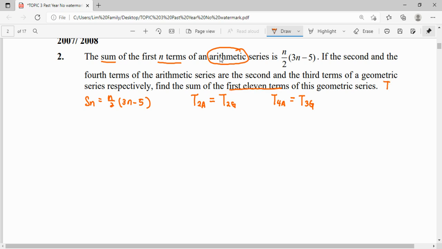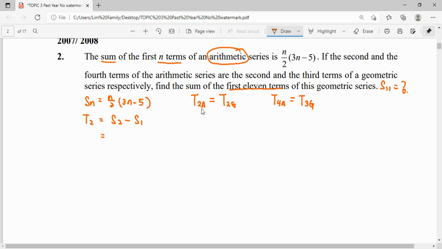So we have to find out what our sum is. The sum of 11 terms will be S11. When you say arithmetic series, we're getting this formula. We are going to find what our T2 and our T4 are here. For the arithmetic series, in order to get the second term, T2 equals S2 minus S1. So we must find the terms using the concept of sum.